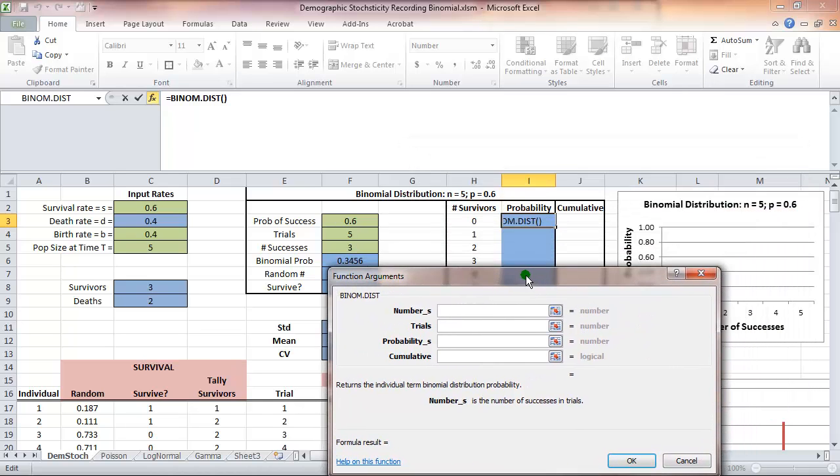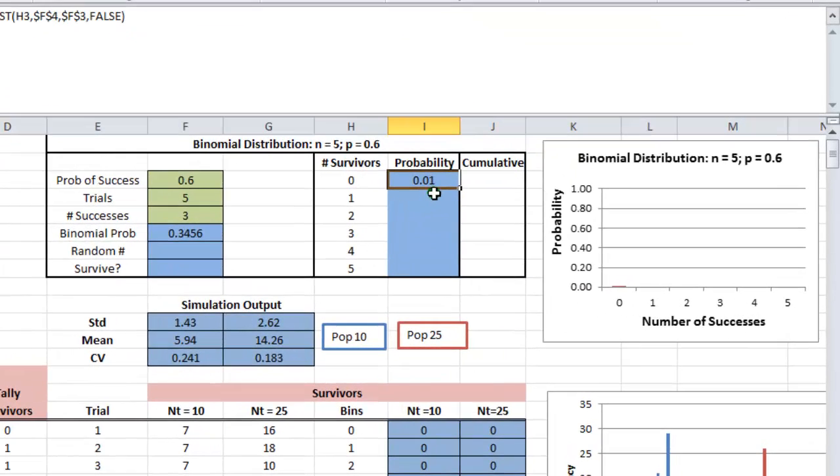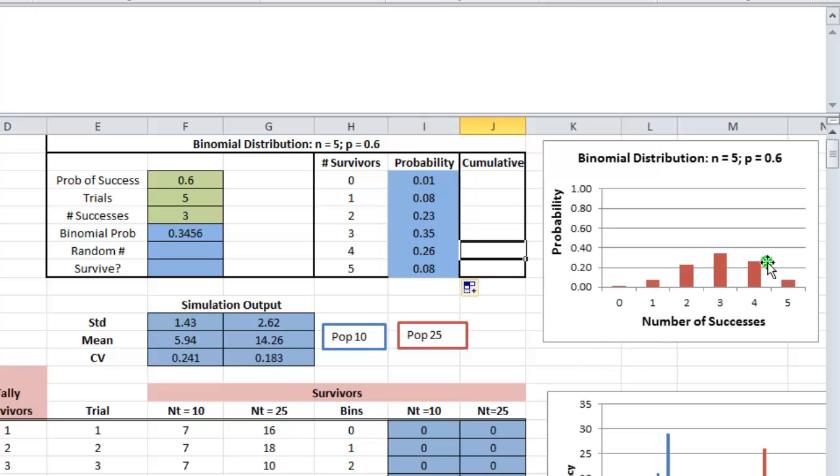And here the first argument is the number of successes, or the number of survivors. So we'll enter H3. The number of trials will still be stored in cell F4, and we'll anchor that. The probability of success, or the probability of survivorship, will be stored in cell F3, and we'll anchor that. And here we again want the probability mass function. What is the exact probability? And if we copy this through, then we will see an example of the binomial distribution.